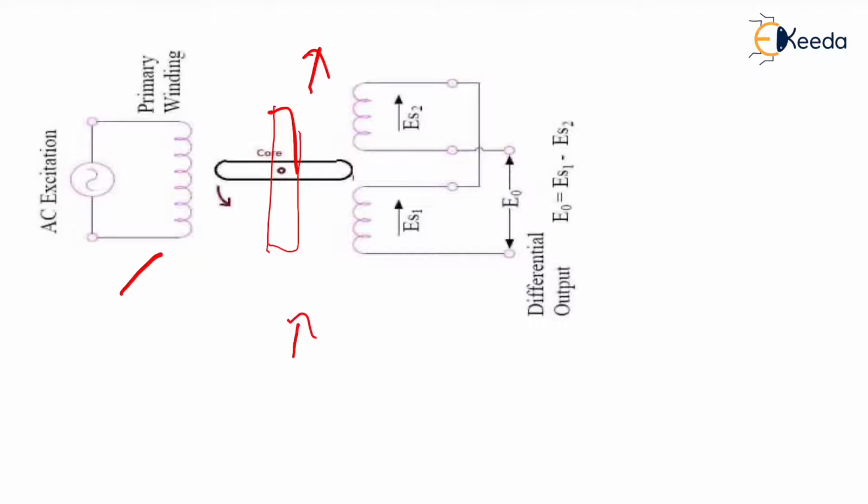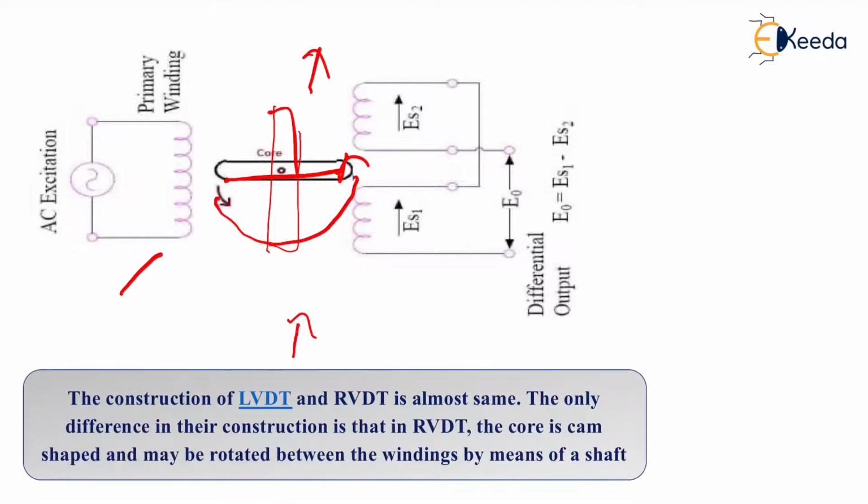In the RVDT, the core is placed like this, and it is rotating from the anti-clockwise to the clockwise direction. So this is the difference between the RVDT and the LVDT, that is the placement of the core. It gives you almost the same construction for the RVDT and the LVDT, and you can see the difference that the core is cam-shaped here. This core is cam-shaped, and it is rotating between the windings like a shaft.